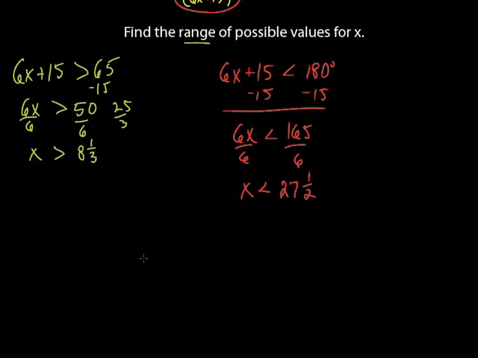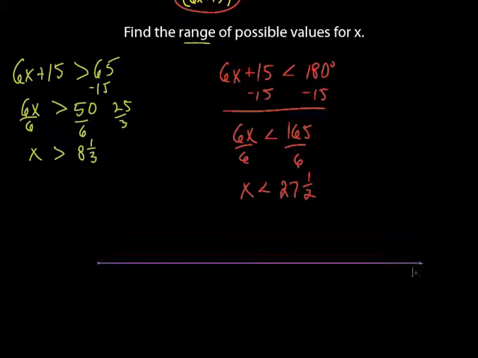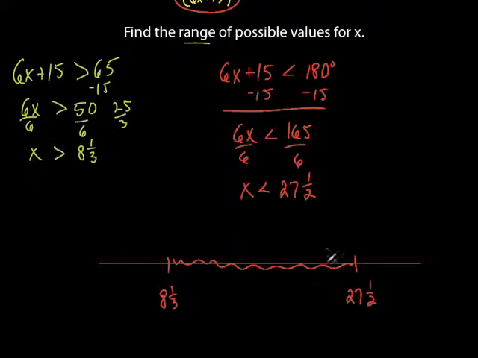I just want to visualize what we're doing here. What's the smaller of the two numbers? It's right there, 8 and a third. What's the larger of the two numbers? It's 27 and a half. What does that mean? That means x has to be larger than 8 and a third. So any number bigger than 8 and a third, but it can't go forever. It can't go real big. It's got to be less than 27 and a half. So x lies somewhere in between here and here.